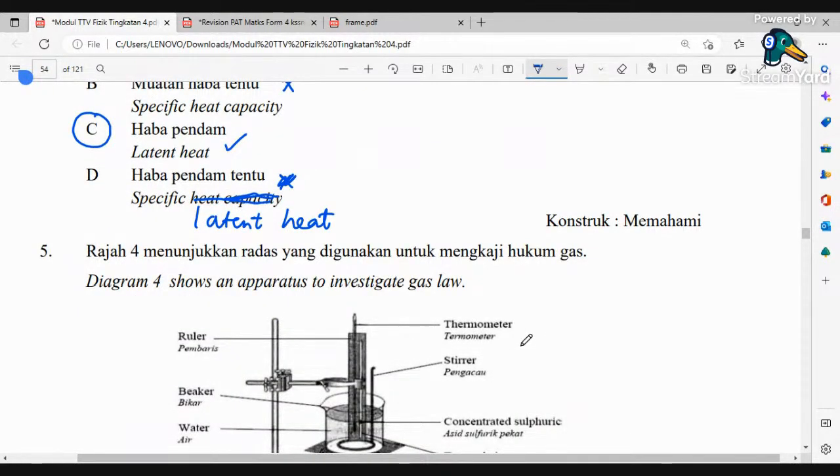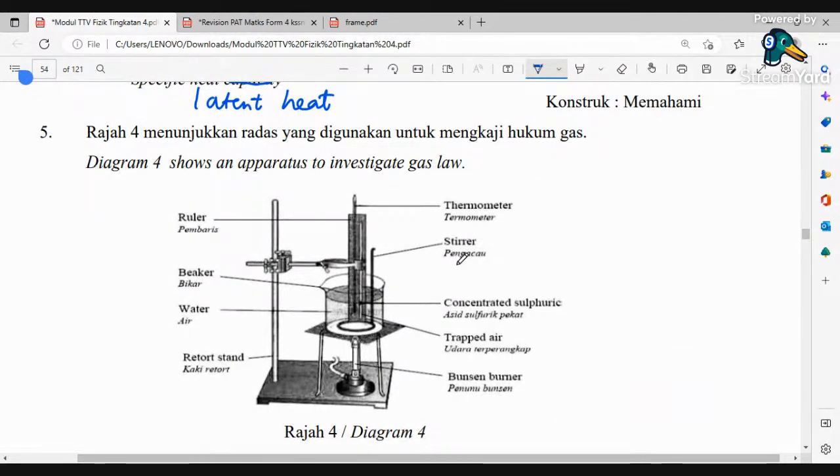Okay, number 5. Apparatus to investigate gas law. If you have done this experiment, I think you know what law this is. Okay, length of the air trapped and temperature. Length of trapped air represents volume, and then you measure temperature, so meaning V and T. So for V and T, based on the triangle that we discussed before, PVT ialah Charles' law. So this experiment is Charles' law.